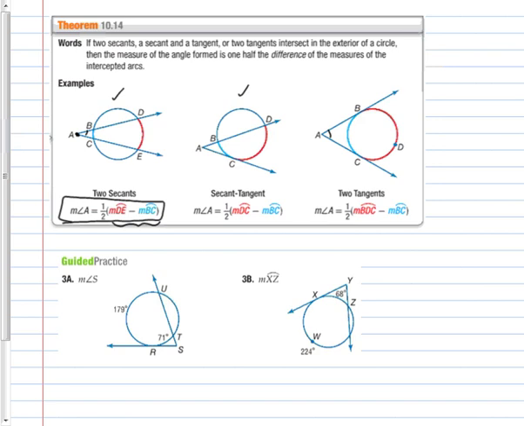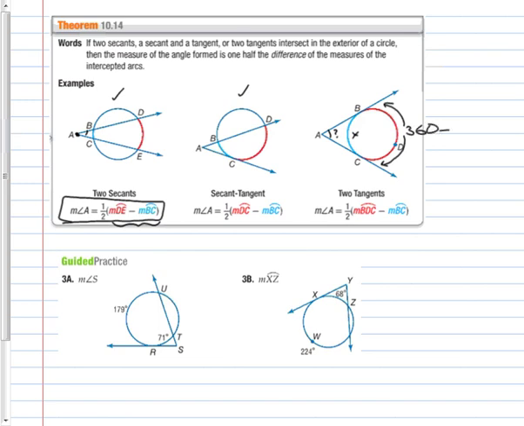Now let me look at this one right here. Is there any way I could figure something out about the measure of this angle right here, that angle A? Let's say I called this arc BC X. What would be the measure of this arc if I called that arc BCX? Would not necessarily be 2x. 360 minus BCX? 360 minus that x.